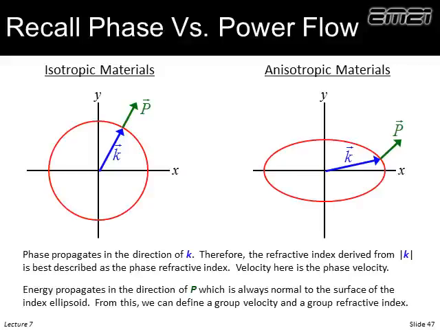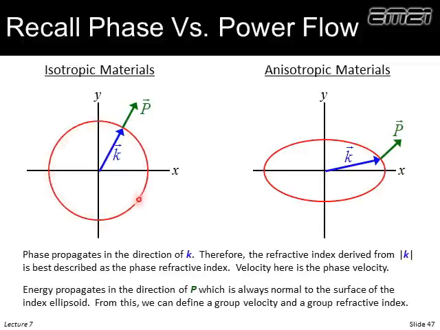So let's go back and recall the phase and power flow. And we had a discussion on index ellipsoids. And it turns out these isofrequency contours that we'll learn how to construct in a minute are the index ellipsoids. But in this case, it's for periodic structures. So here we have a two-dimensional material, I guess. And so we have an index ellipsoid or a circle here.